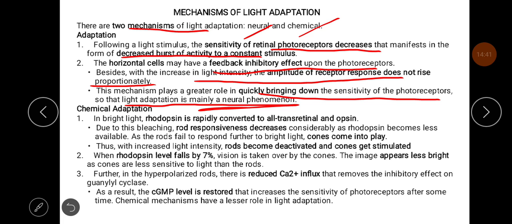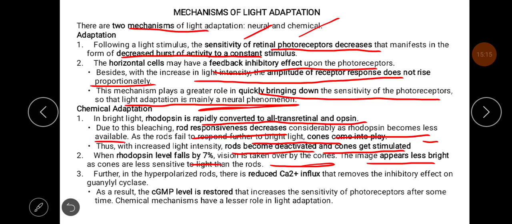In the bright light, the rhodopsin is rapidly converted into all trans retinal and opsin. Due to the bleaching, the rod responsiveness decreases considerably as the rhodopsin becomes less available. So as the rods fail to respond to the further bright light, the cones come into play. Thus, with the increase in the light intensity, the rods become deactivated and the cones get stimulated. When the rhodopsin levels fall by 7%, the vision is taken over by the cones. The image appears less bright as the cones are less sensitive to light than the rods.